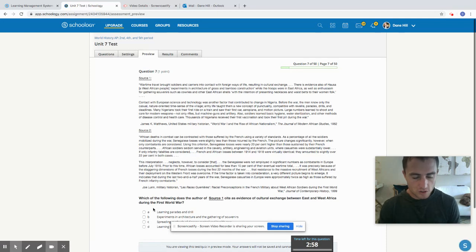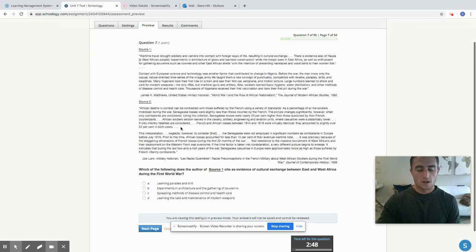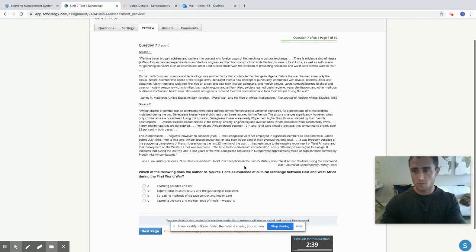Okay, 2 sources here. Which of the following does the author of source 1 cite as evidence of cultural exchange between East and West Africa during the First World War? Okay, so this looks like just a find and retrieve question. We're just going to find it in the stimulus and then put it into the correct answer here. Wartime travel brought soldiers and carriers into contact with foreign ways of life, resulting in cultural exchange. This is it right here.